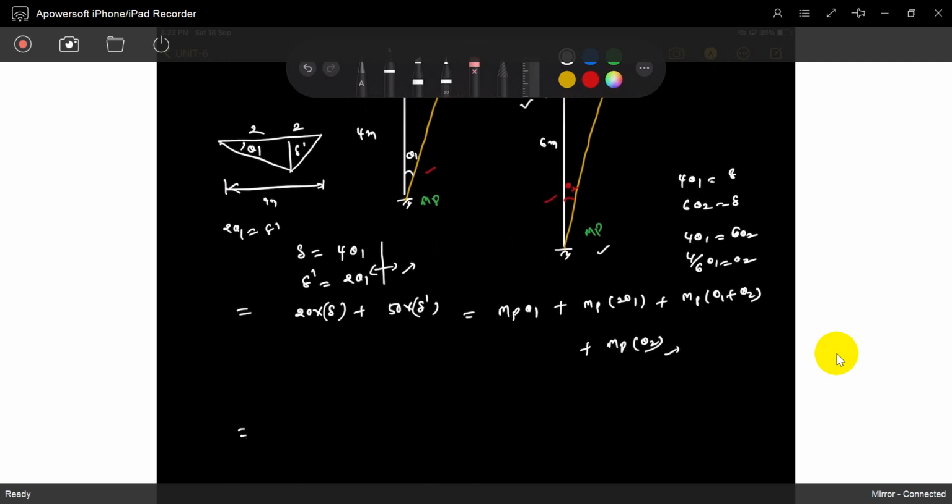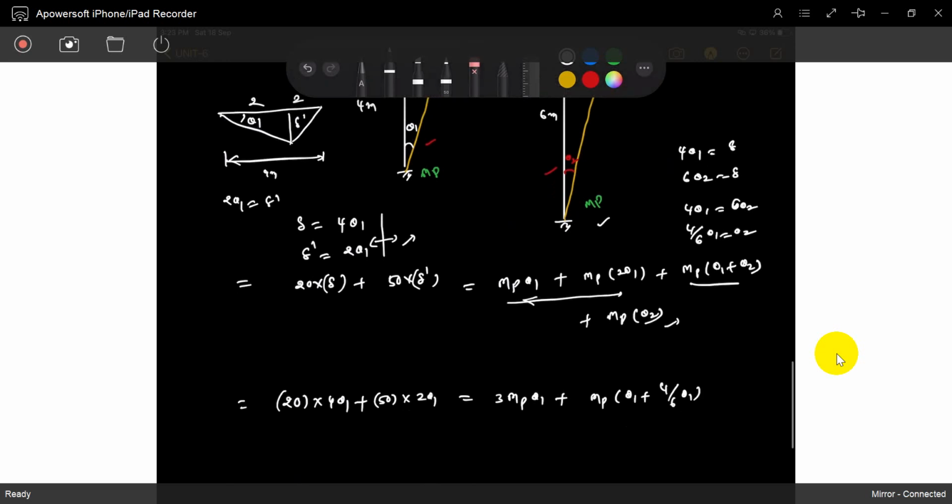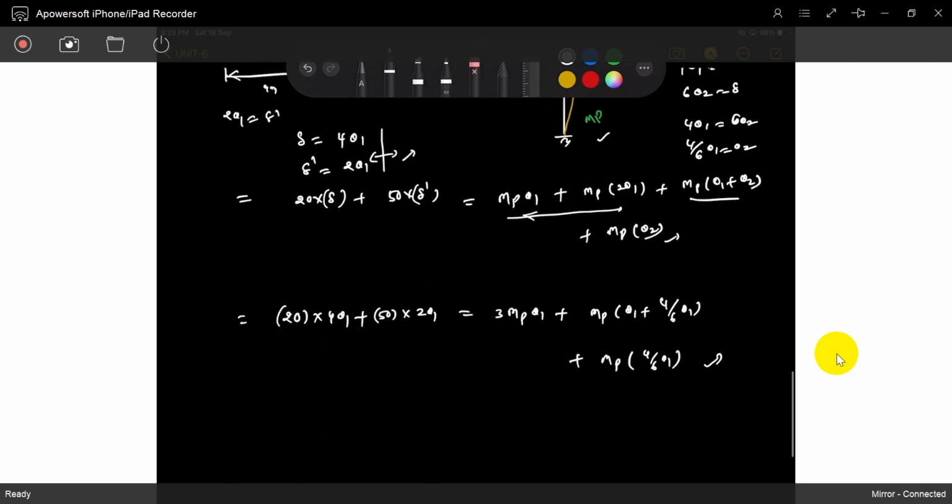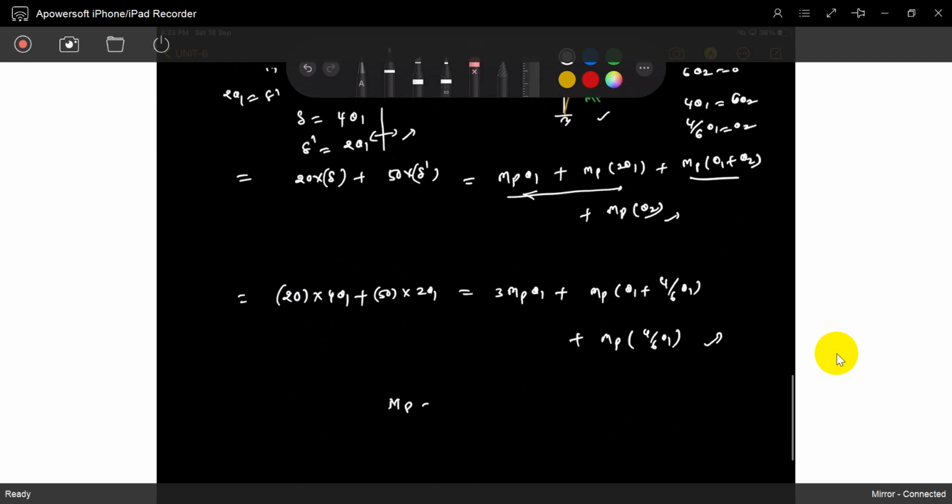Okay, so that's it. Write down 20 times 4 theta 1 plus 50 times 2 theta 1 equals internal work: MP theta 1 plus 4 by 6 theta 1, plus MP times 4 by 6 theta 1. That's it. Now we got everything in theta 1. Everything is theta 1. Just cancel the theta 1. What is MP now? MP is 33.75 kilonewton meter.